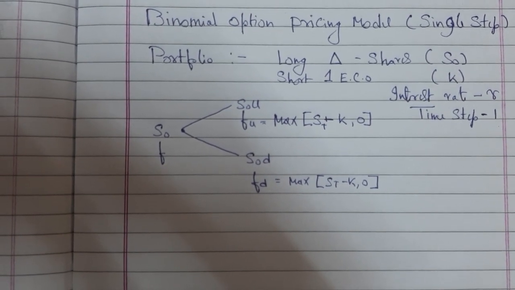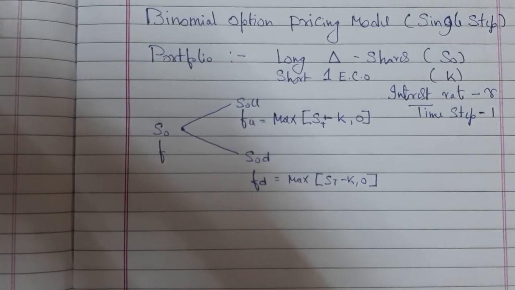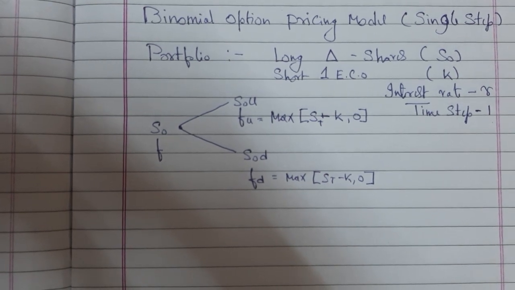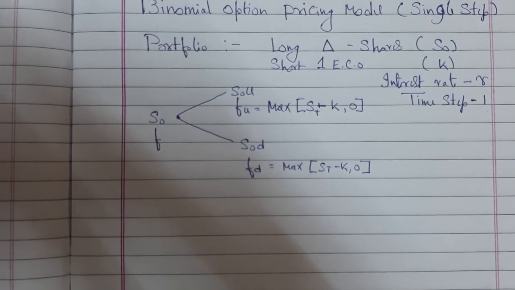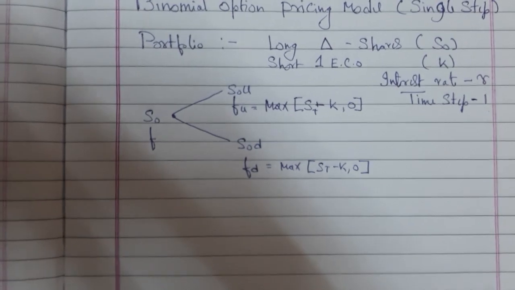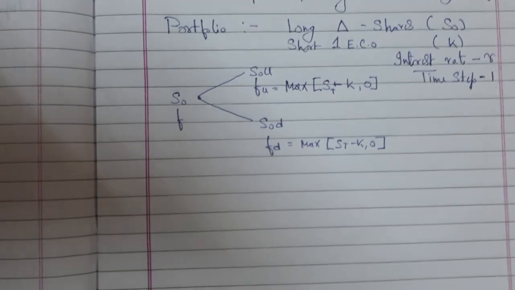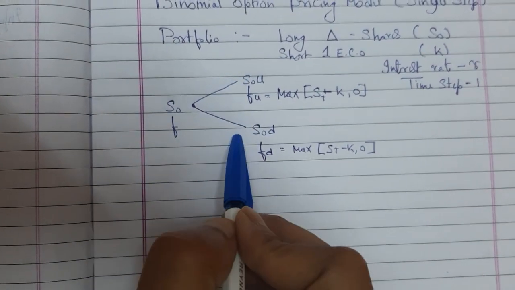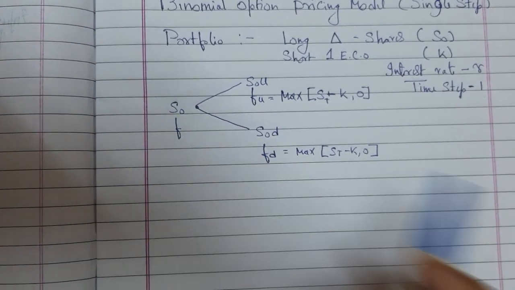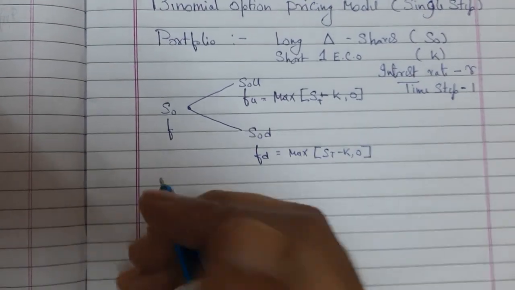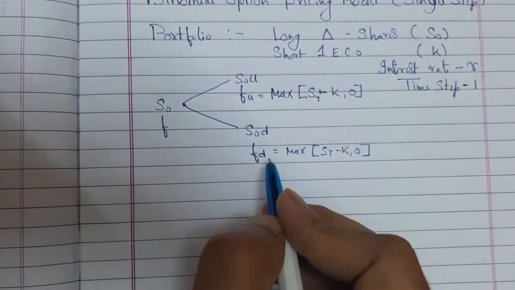Starting off on similar lines, in the last session we had created a portfolio by taking a long position on delta number of shares at a price of S0 and taking a short position on one European call option with a strike price of K. Here we have considered the interest rate to be R and the time step equal to 1. As the time step is 1, there is only a single time step over here. That is, the price of the stock will be either increasing to S0U or decreasing to S0D. The price will be moving upward or downward, that is S0U or S0D.